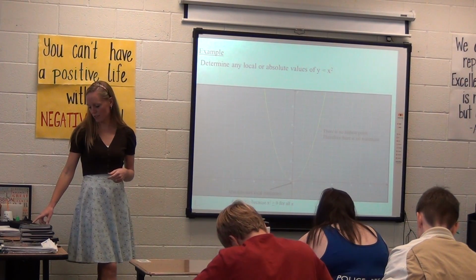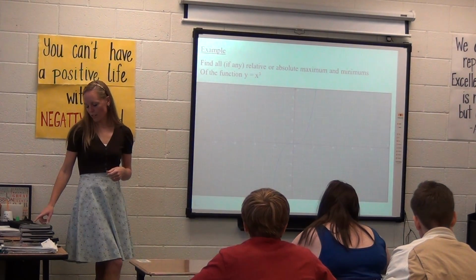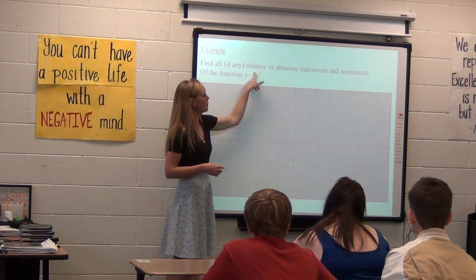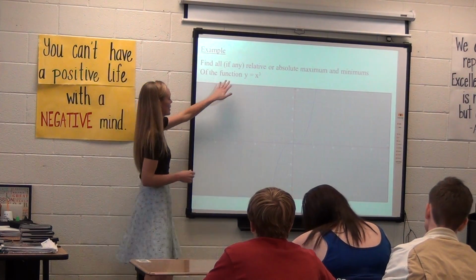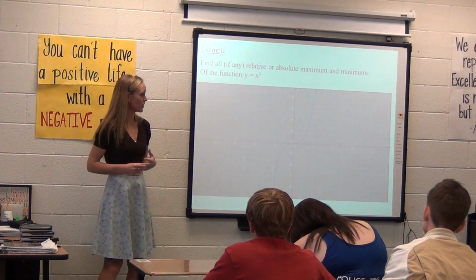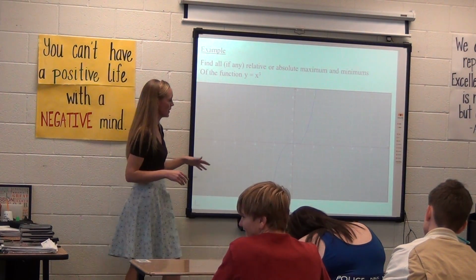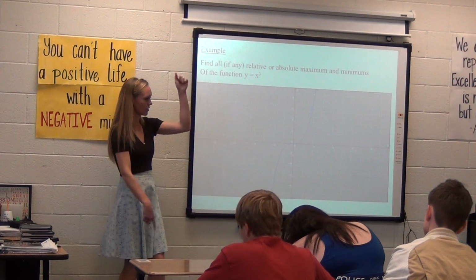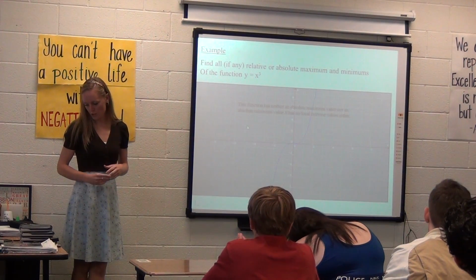Okay, let's talk about this one real quick. Relative maximum or minimum is the same thing as local maximum or minimum. So for x to the third, it's neither. This doesn't have any max, doesn't have any min. This right here just kind of flattens out. It doesn't really do much, and then it goes. So this doesn't have anything. No extreme values.